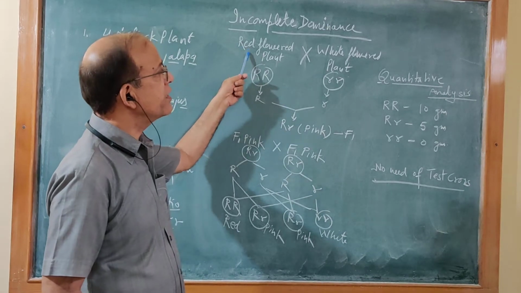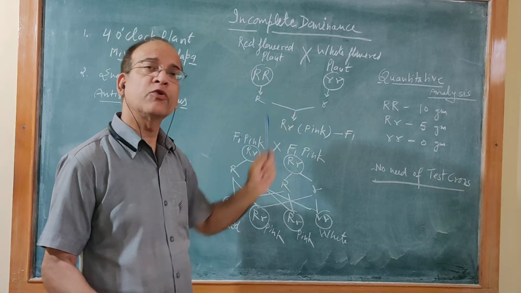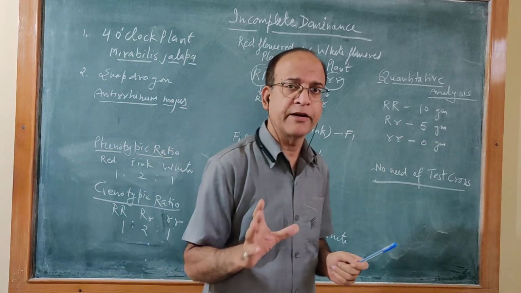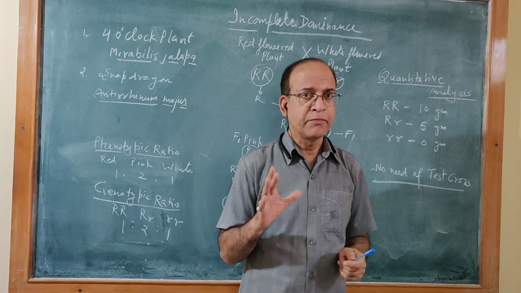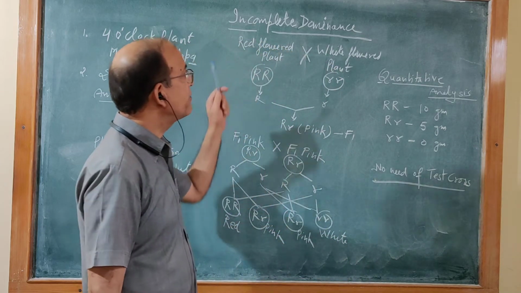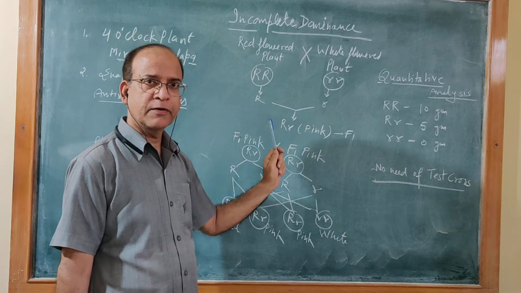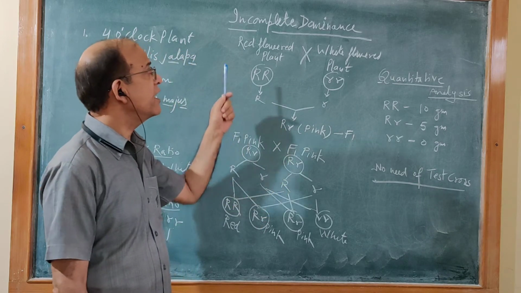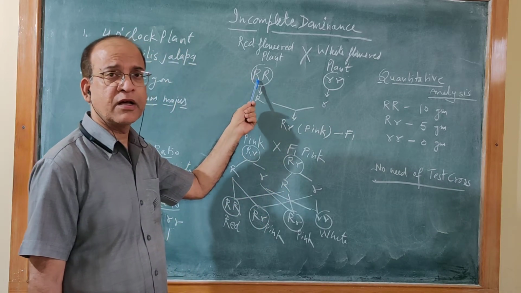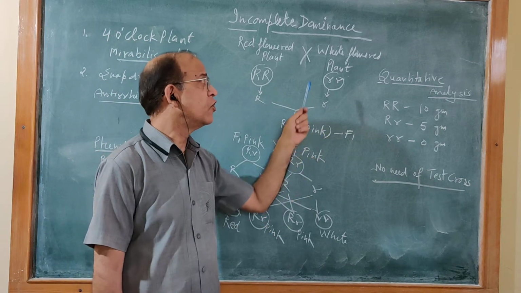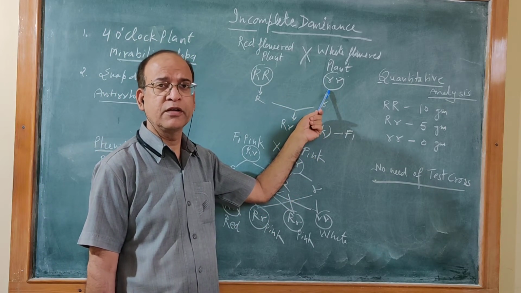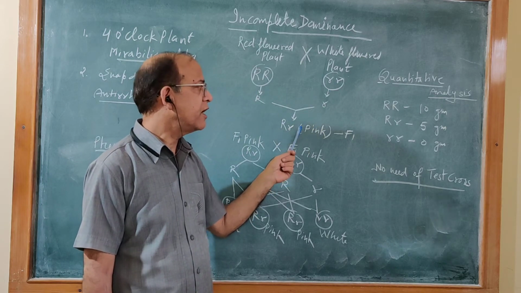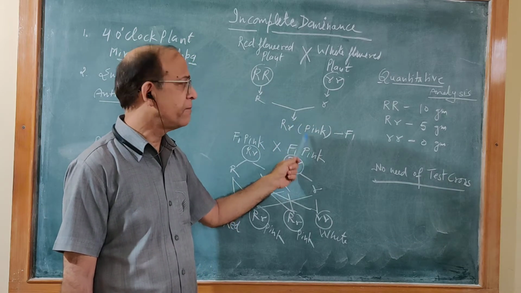When a red flowered variety is crossed with a white flowered variety, according to Mendel's law, in the F1 generation there must be only red because red is dominant. But here, exceptionally, pink flowers appear in place of red. The appearance of pink flowers in F1 shows that the allele of red flower, capital R, is not completely dominant over its recessive allele, small r. An intermediate phenotype appears in F1, that is pink.